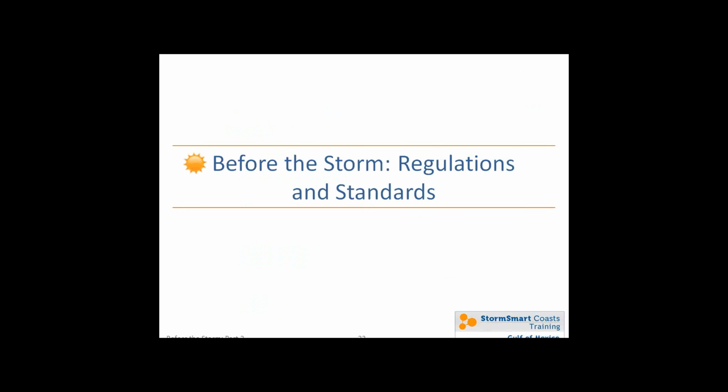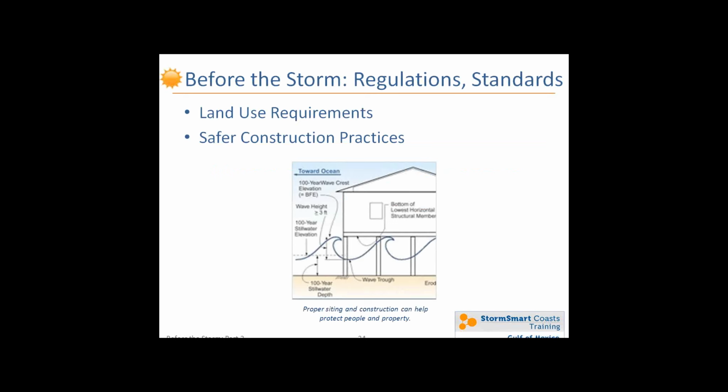Now, before the storm, we're going to talk about regulations and standards. We'll focus on opportunities for improving regulations and development standards to better protect people, property, and municipal resources. These improvements can benefit the entire community, including developers, residents, business owners, and local government. To address StormSmart regulations and standards, we'll review land use requirements and safer construction practices. A combination of tools like bylaws and ordinances, assorted regulations, development design, and performance standards are often used to implement community land use plans.